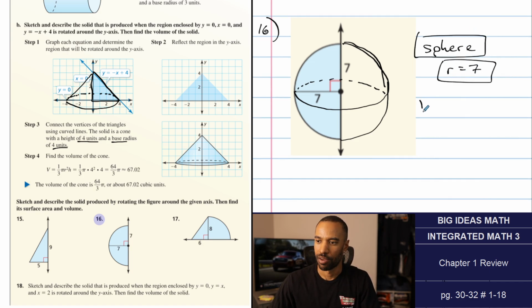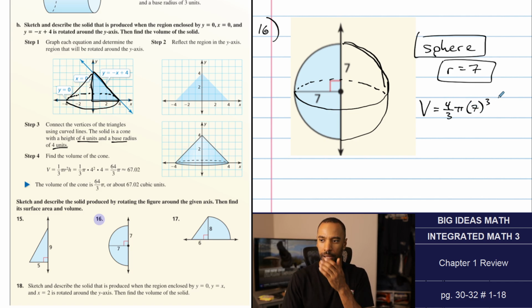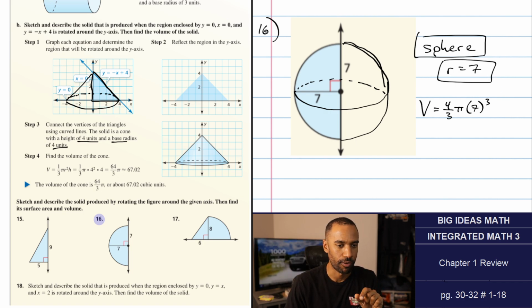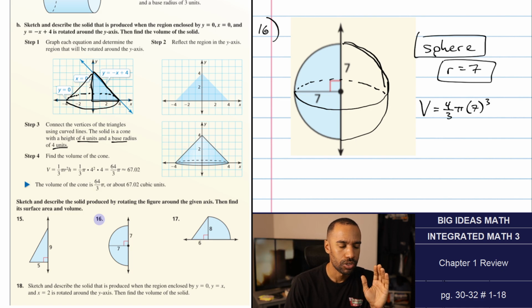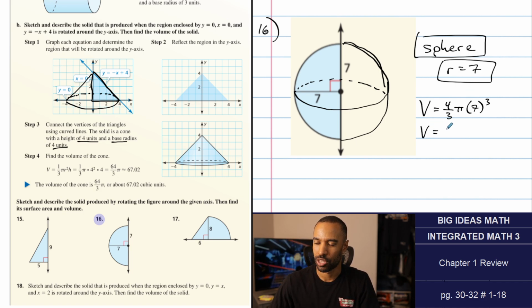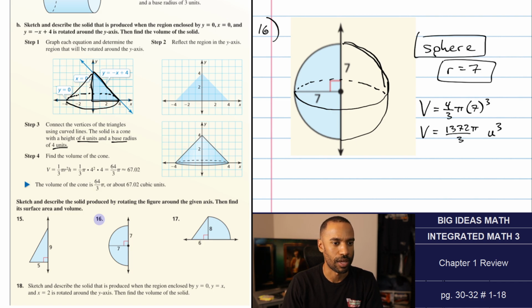Now volume of a sphere, we just saw this before. That's 4/3 pi r cubed. 7 cubed is 343. I don't know what 343 times 4 is. I could do it, but I don't want to be wrong. 343 times 4 is going to be... No, not 343. 243. Hold on. 7 cubed. Don't be wrong. 343. Okay. 343 times 4 is 1372. So we got volume as 1372 pi over 3, or thirds pi. That's cubic units. Let's go ahead and do that full calculation.